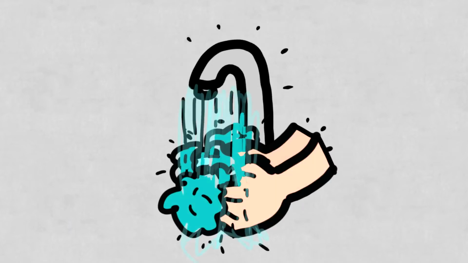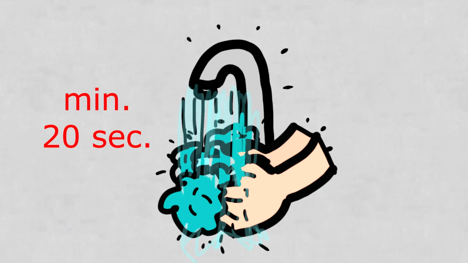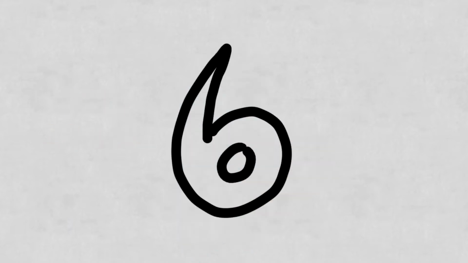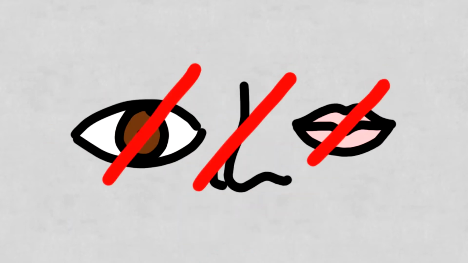Now, the fifth rule for the person in quarantine is to frequently wash his or her hands with water and soap for at least 20 seconds to make sure that everything they touch or they interact with is actually clean. The sixth rule is to avoid touching your eyes, nose, or mouth with unwashed hands.